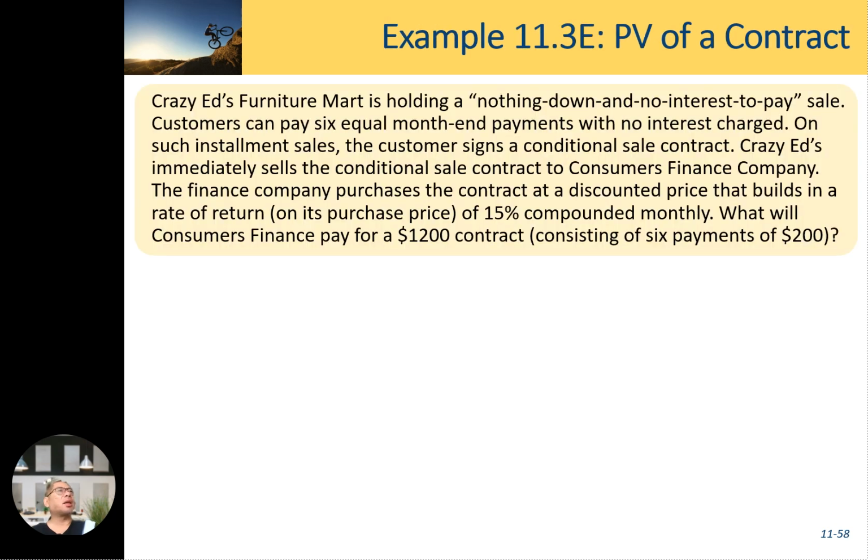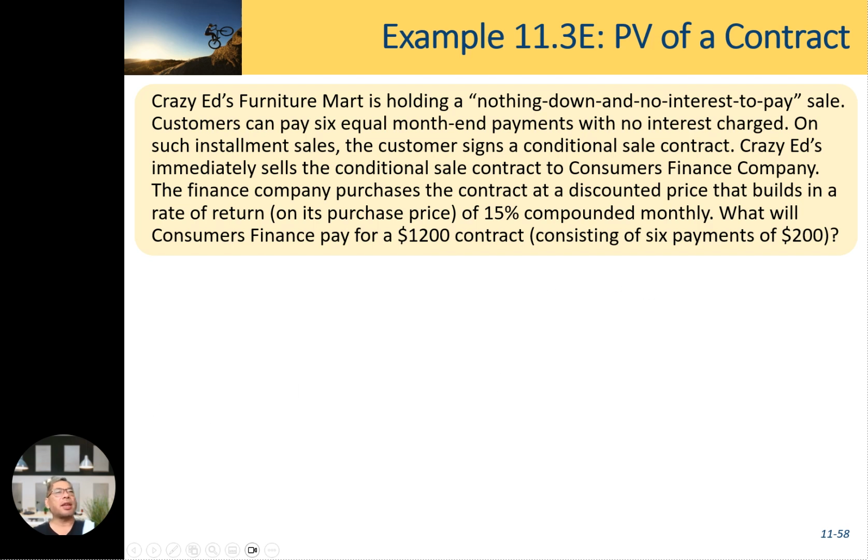Second example here, present value of a contract. Crazy Ed's Furniture Mart is holding a sale with nothing down and no interest. The customer can pay with 6 month-end payments with no interest charge. On such installment sales, customers sign a conditional contract. Crazy Ed immediately sells the conditional contract to a consumer finance company. The finance company purchases the contract at a discounted price that builds in a rate of return of 15% compounded monthly. What will the finance company pay for a 12,000 contract consisting of 6 payments of 2,000?